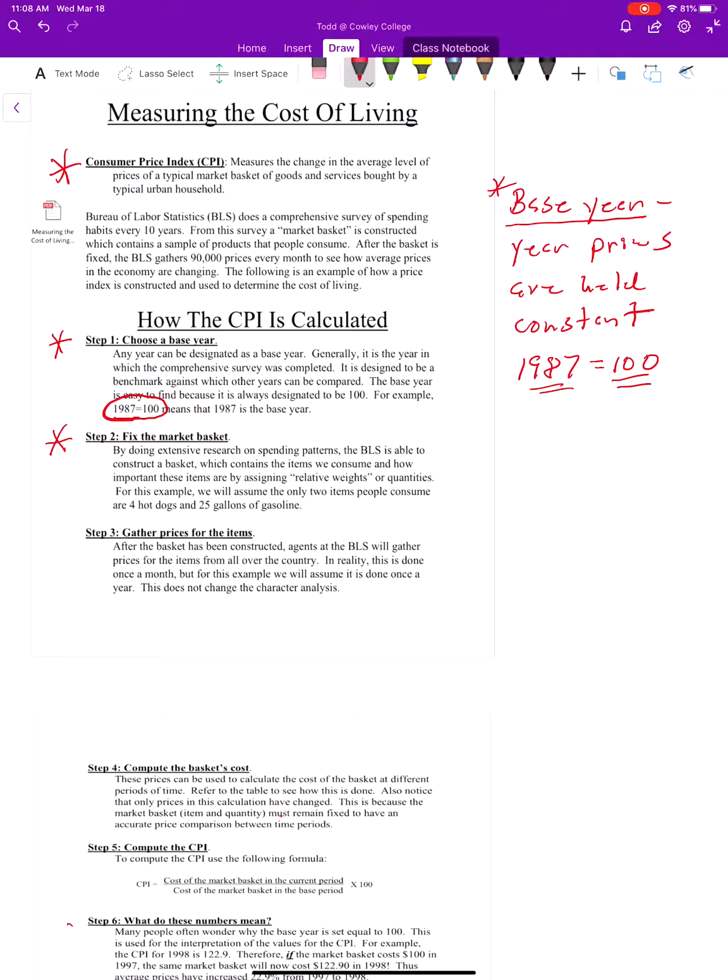Now, we're going to keep this simple. So in our particular case, our market basket consists of 4 hot dogs, and it's going to consist of 25 gallons of gasoline.